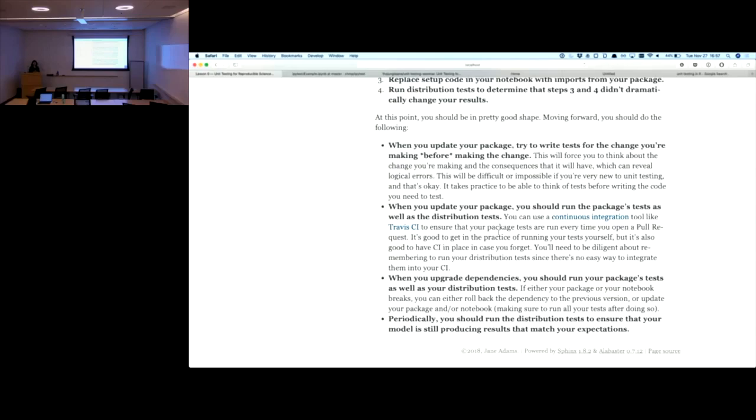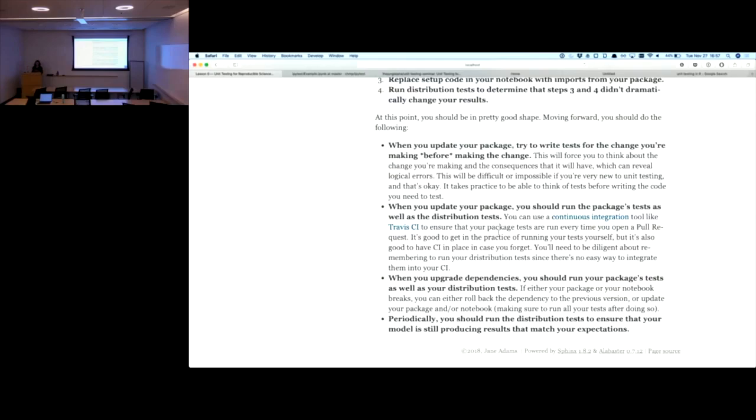So also when you update your package, you should run the package's tests as well as the distribution tests. So update your package, make sure that all of the package's tests run, and also make sure that when you run your notebook with this updated version of your package, your results are still in the distribution that you expect.